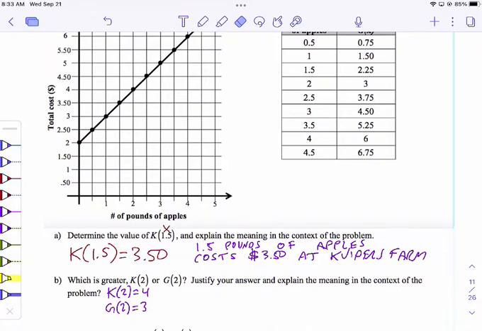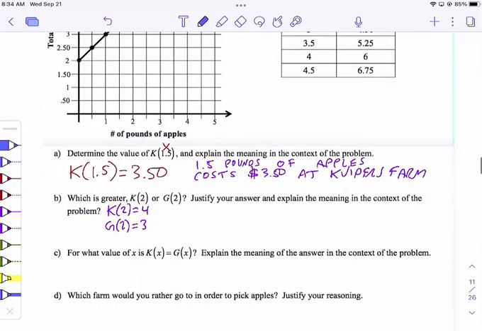Now, some people can misinterpret this. Which is greater doesn't mean which is the better buy. So 4 is greater than 3, right? Mathematically, 4 is a bigger number. So don't be like, well, Goldberg's is cheaper, so it's greater, it's better. I mean, it's better to buy 2 pounds of apples at Goldberg's, but that's not what they're asking you. So it says justify your answer, explain the meaning in the context of the problem.